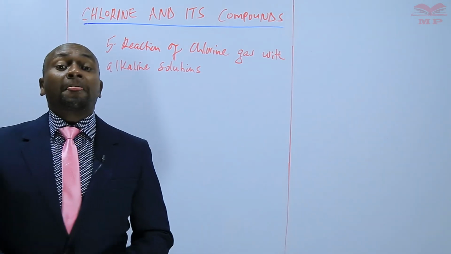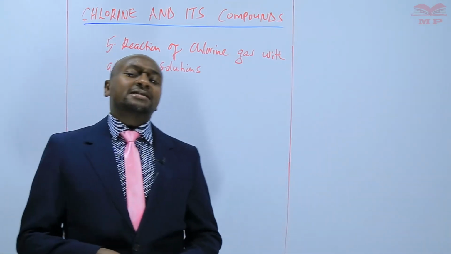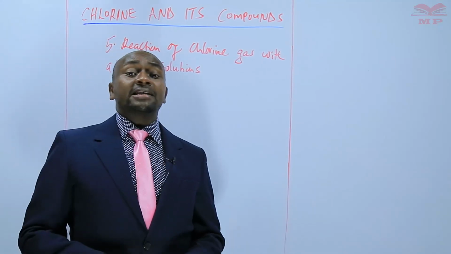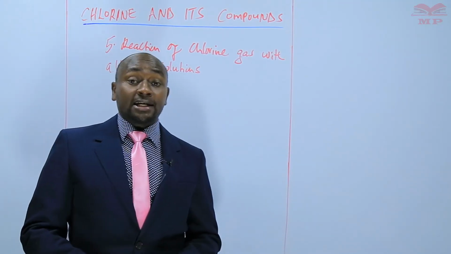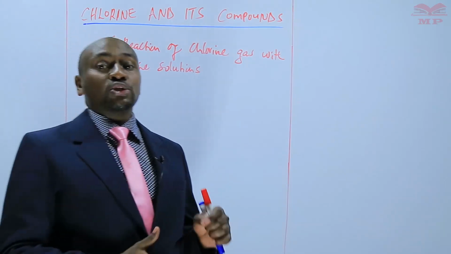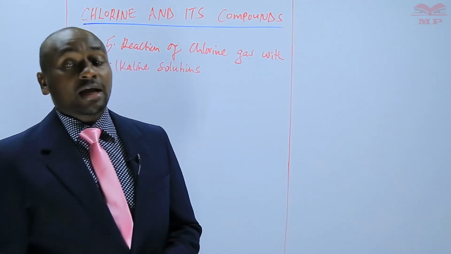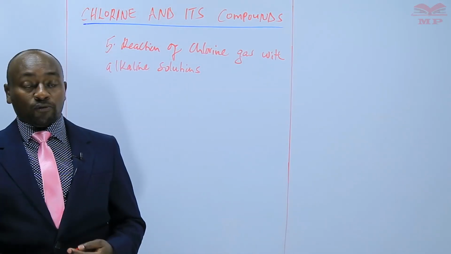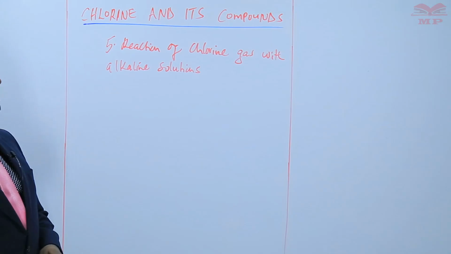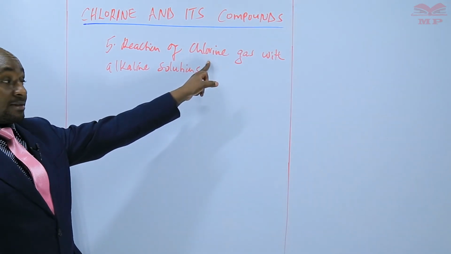First of all, we said that chlorine is an acidic gas. Being an acidic gas, it has the ability to react with alkaline solutions, such as sodium hydroxide, potassium hydroxide, calcium hydroxide, and so on and so forth. In this case, we have different types of salts that are formed by chlorine gas.